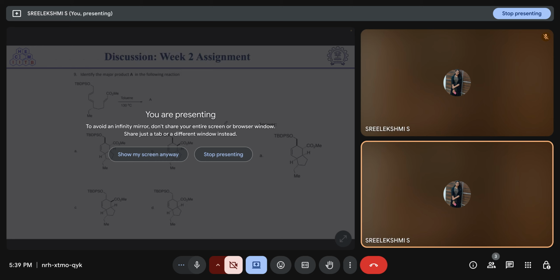So, here as we have seen, this is a type of Diels-Alder reaction, and because of this ester group, there will be secondary orbital interaction, and this will be the major product here, where this CH2-TBDPS and this ester group will have opposite stereochemistry, and this ester will be in cis configuration with these two protons in the junction position. So that was the last question of week 2 assignment. I will give you some time to go through all the questions, and if you have any doubt, please do let me know. Then we will move ahead with the discussion.